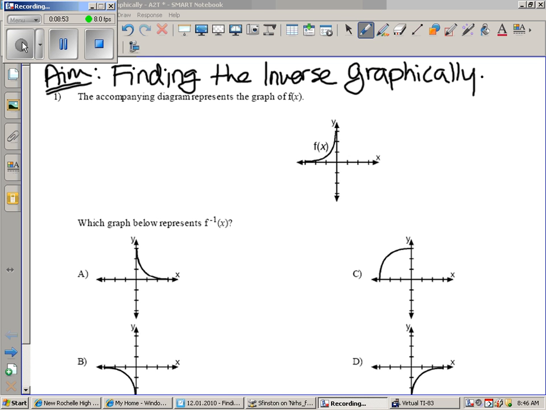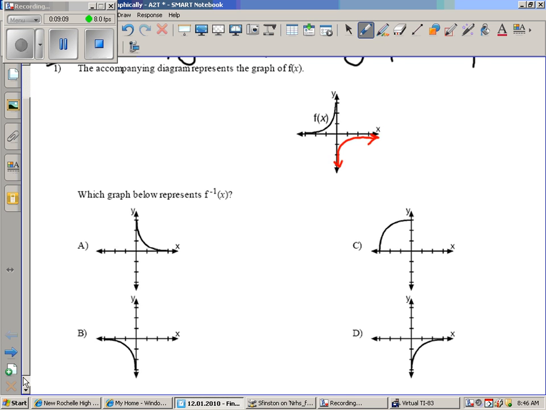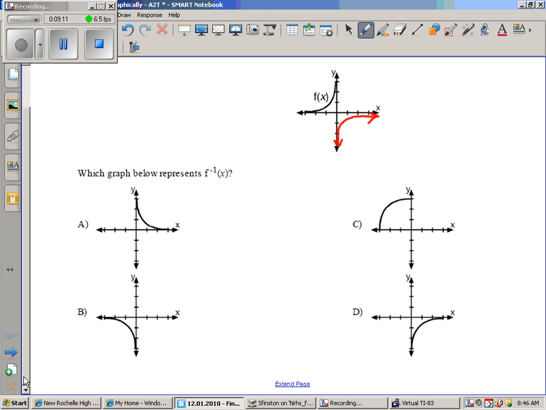Let's take some coordinates on this line and switch them. Look at the picture you'd get. Let's see if I can do it. Your picture would look like this. Okay? Your picture would look like that. Now let's look through your multiple choices and see which one matches that one up. Which one does?